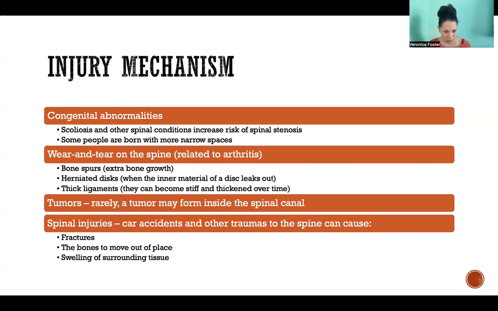In rare cases, there could be a tumor. Rarely, tumors do form inside of the spinal canal, and in that case, it would press on the spinal cord and cause all of the same symptoms. And then finally, spinal injuries, so things like car accidents or athletic injuries, can also result in fractures, bones that are not quite in the right place, and swelling of tissues, all of which can interfere with those spaces that we discussed and cause stenosis.